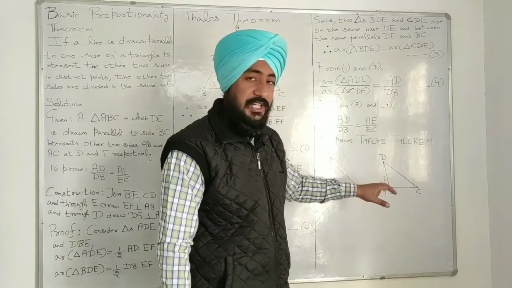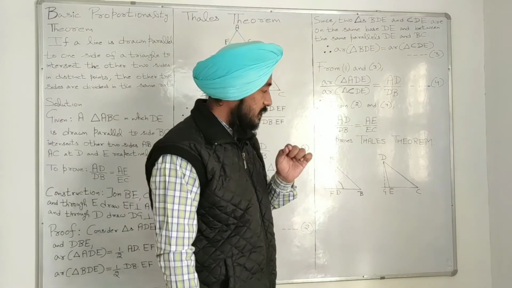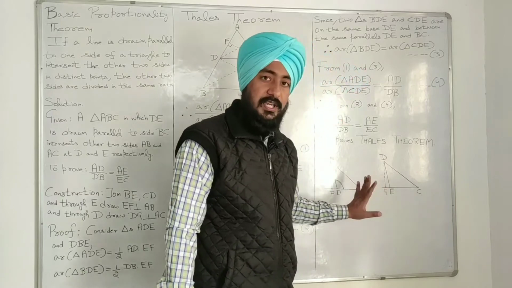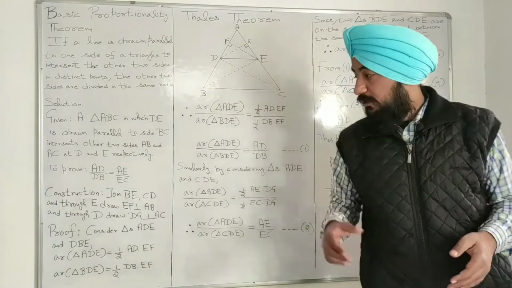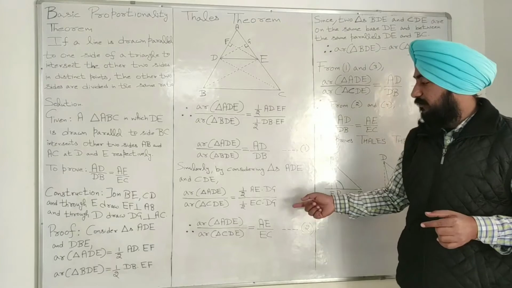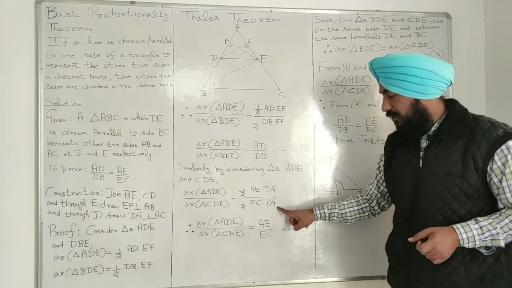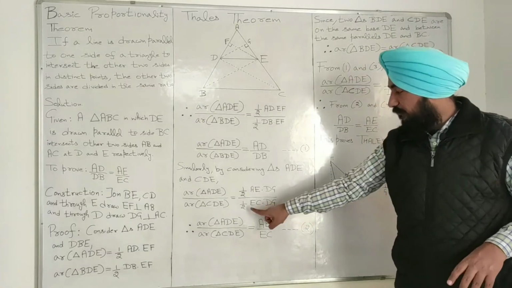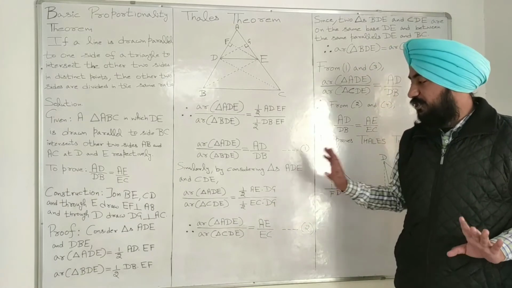And now this DG is representing the height of this obtuse triangle, and I have extended or produced the base EC. This is the reason why I have taken the base as EC and the height DG, because you can see here, 1 by 2 base EC and height is DG.